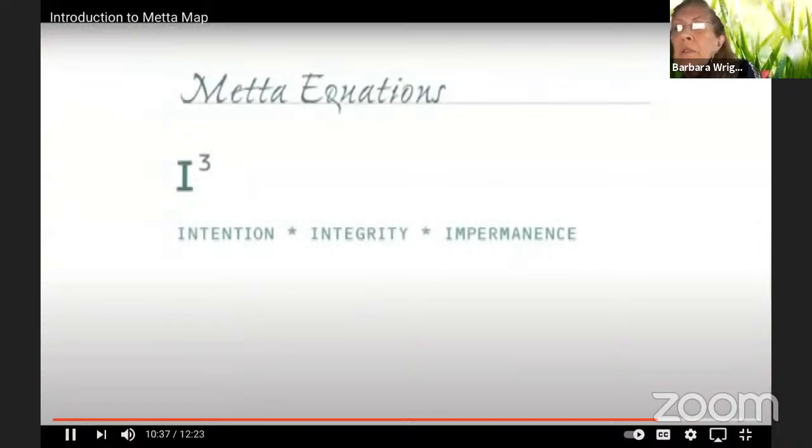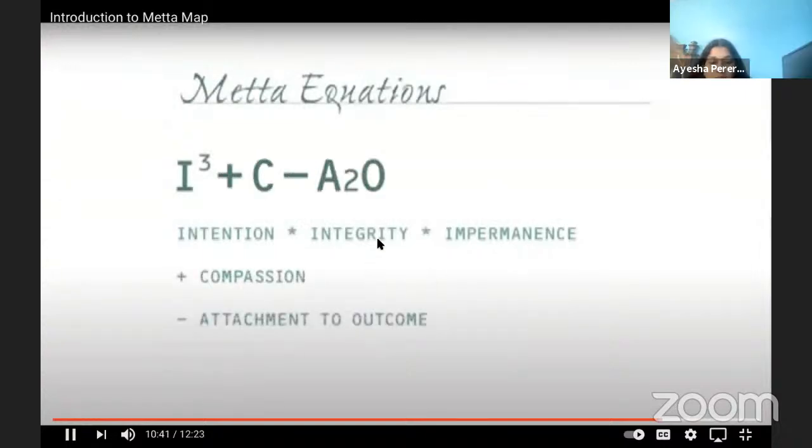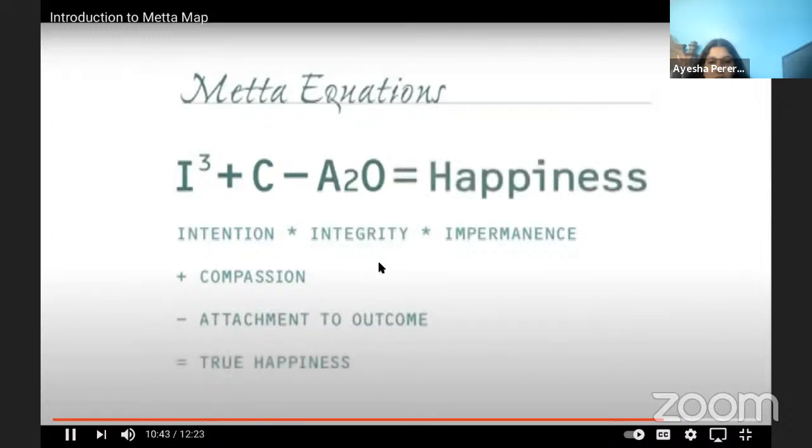Trying to find, I think it was, there it is. Here we go. Intention, integrity, and permanence, plus compassion, minus attachment to outcome equals true happiness. So if you could just explain that, just because it's like a new topic for us.